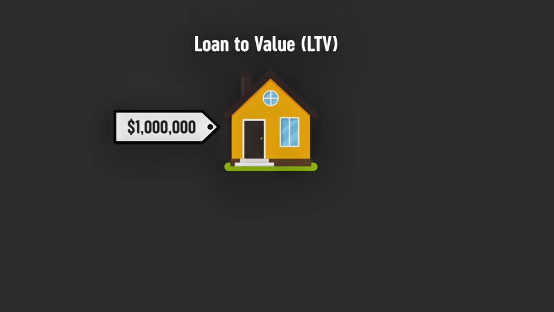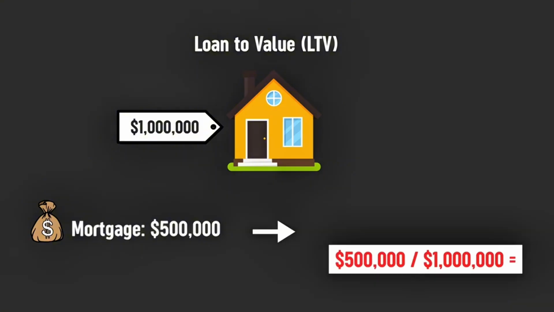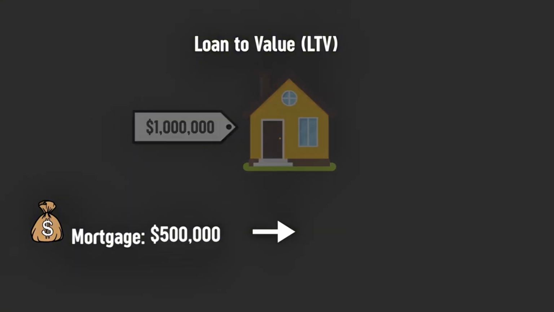Loan to value. Loan to value is the percentage of the home's value that is being financed. So if it's a $1 million property and there's a $500,000 mortgage on it, that is 50% loan to value.